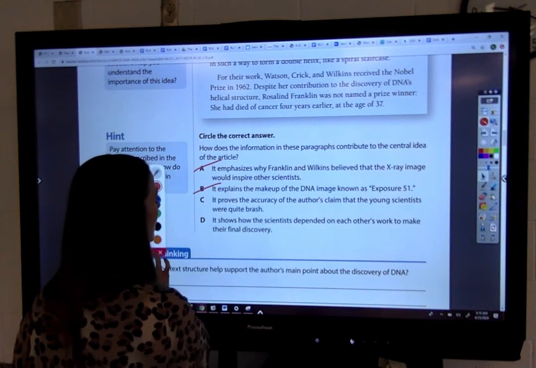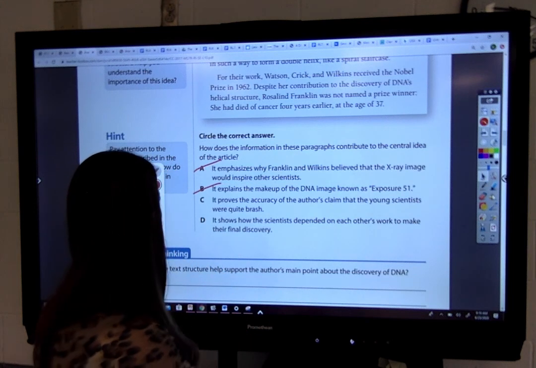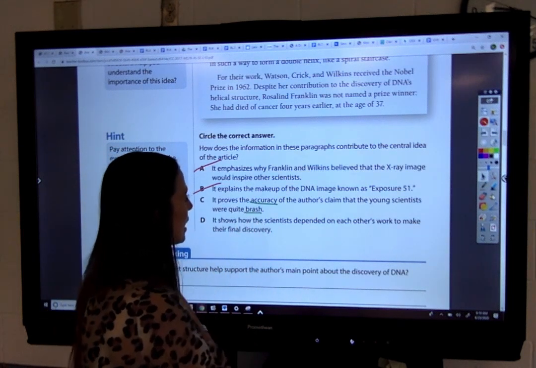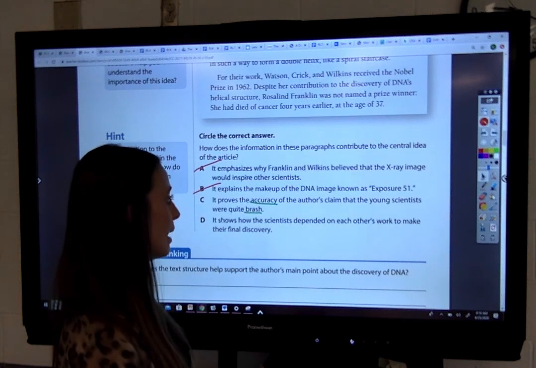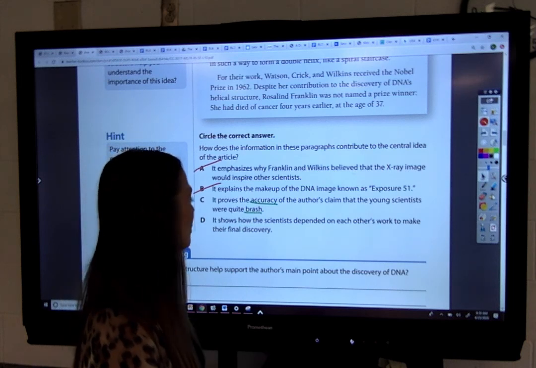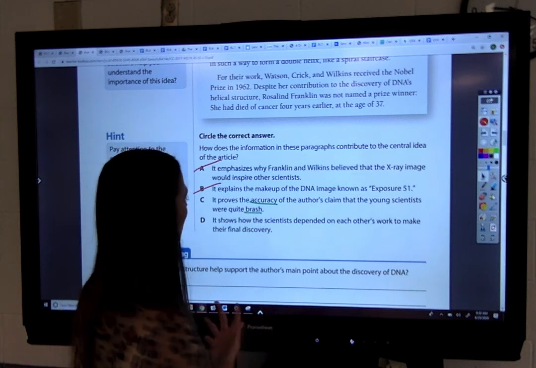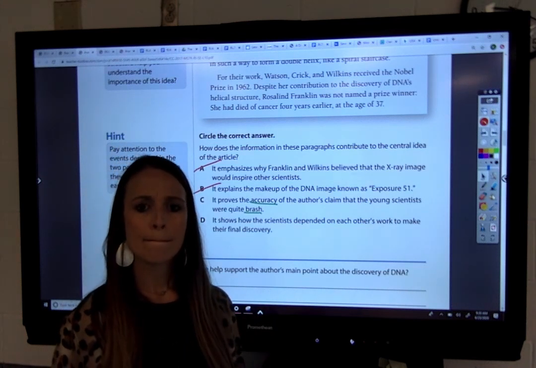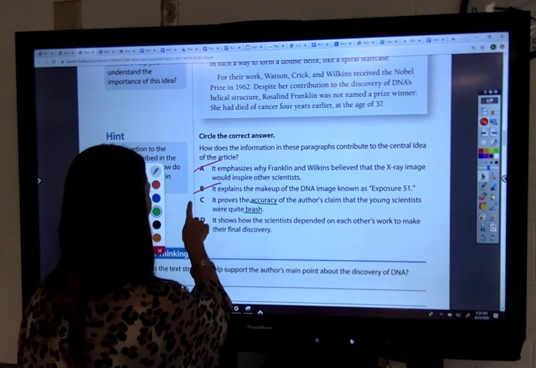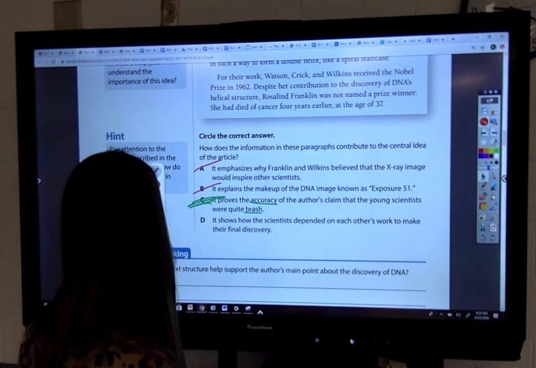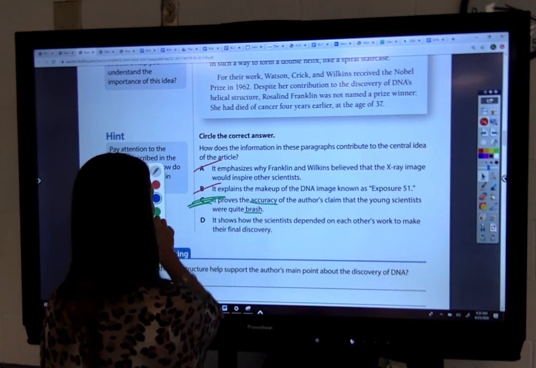Let's look at C. It proves the accuracy of the author's claim that the young scientists were quite brash. Well, I have two vocabulary words there, accuracy and brash. Accuracy means how accurate, how correct something is. So it's proving that it was correct that the author's claim, what they were trying to prove, was that they were brash. Was the whole thing trying to prove that they were brash, which means they were kind of cocky, arrogant? Was that what it was all about? No. In fact, that's just a minor detail. That's not a central idea of the story. So let's look at D. So we think it has to be D, but let's make sure.